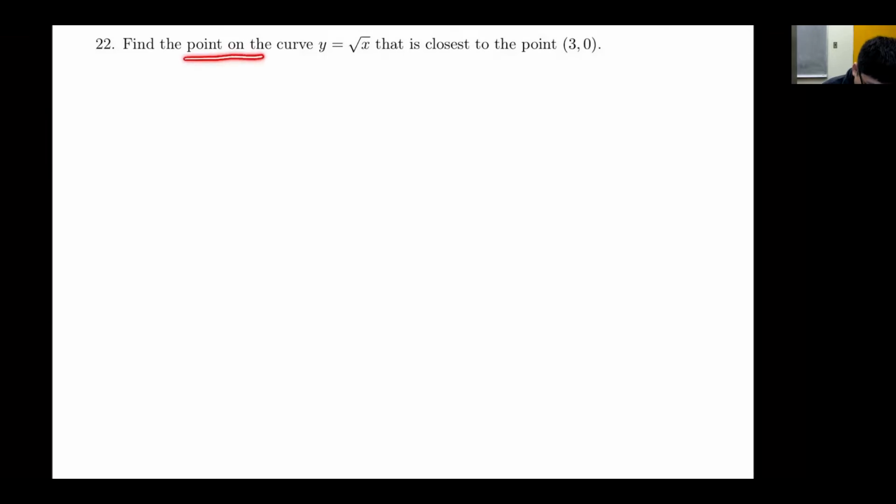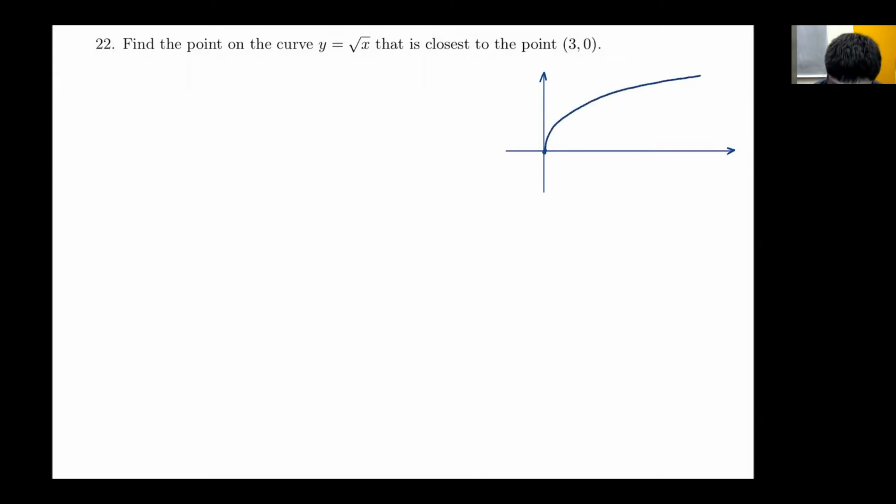So we need to find the point on the curve y equals root of x that is closest to the point 3, 0. To understand the situation, let's draw a rough graph. First, the curve of y equals root of x. This one should be familiar. It has a horizontal tangent at 0 and passes through 0, 0. And the graph looks like this. So this is the graph of y equals root of x.